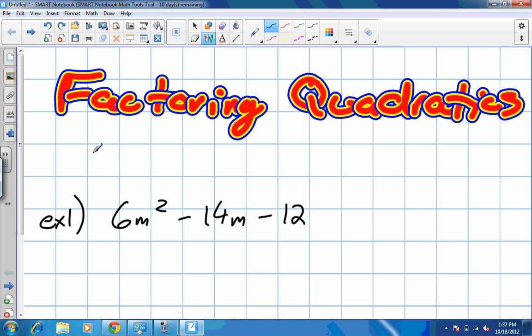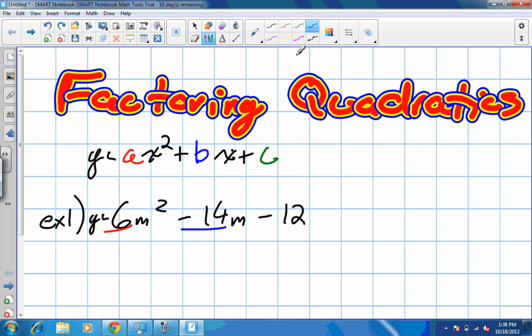If you guys recall, our standard form, and of course this should say y equals, is ax squared plus bx plus c. Okay? This is our a, this is our b, and this is our c. So we need to be able to determine what is what. Our a term is our 6, our b term is our negative 14, and our c term is our negative 12.